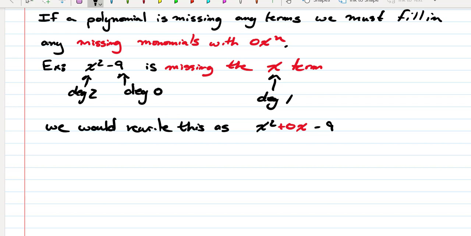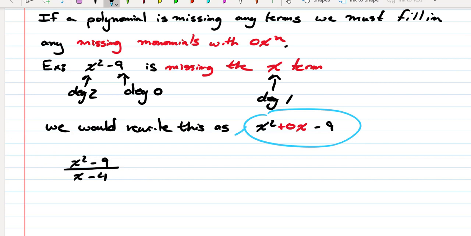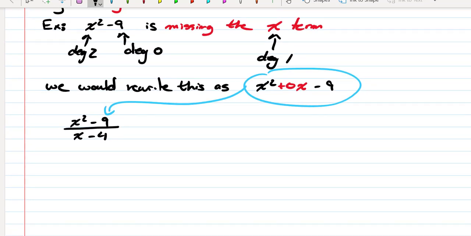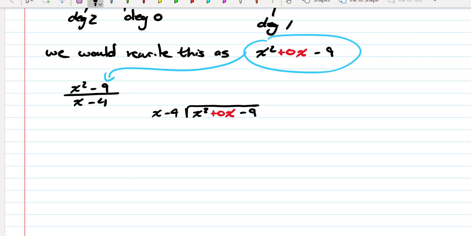So if we were asked to do the division, x squared minus 9 is divided by x minus 4, the first step is that we would replace this with this. So when we set up our division, we would have x minus 4 divided into x squared, our filled in missing term, which is 0x, take away 9. So now when we do our division, it's going to work exactly like we did up here. So what times x gives me x squared? Well, that's x. X times x is x squared. And x times negative 4 is negative 4x.